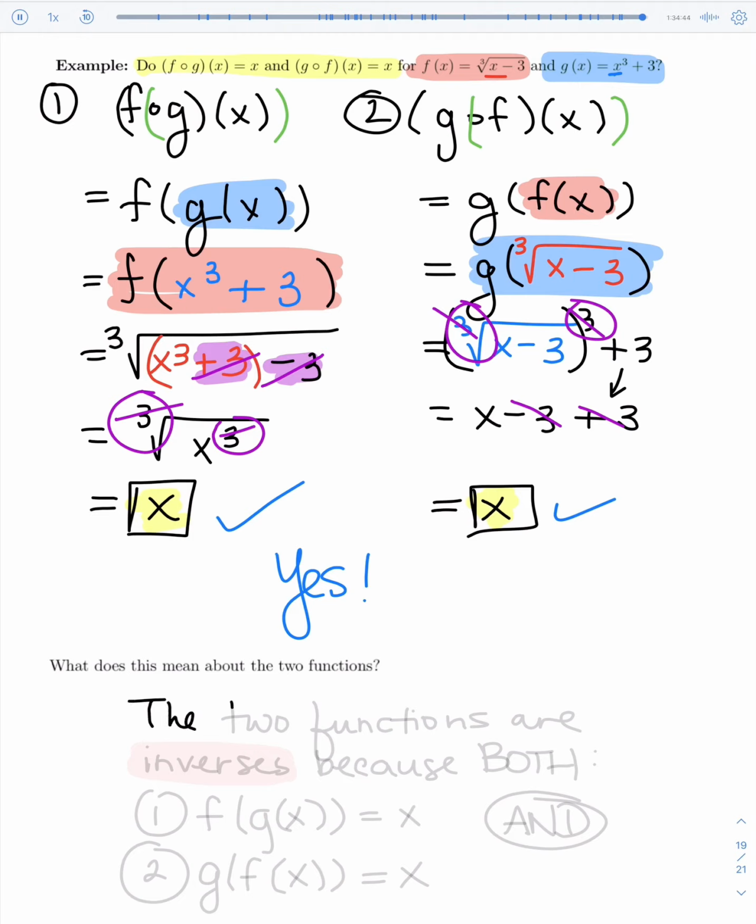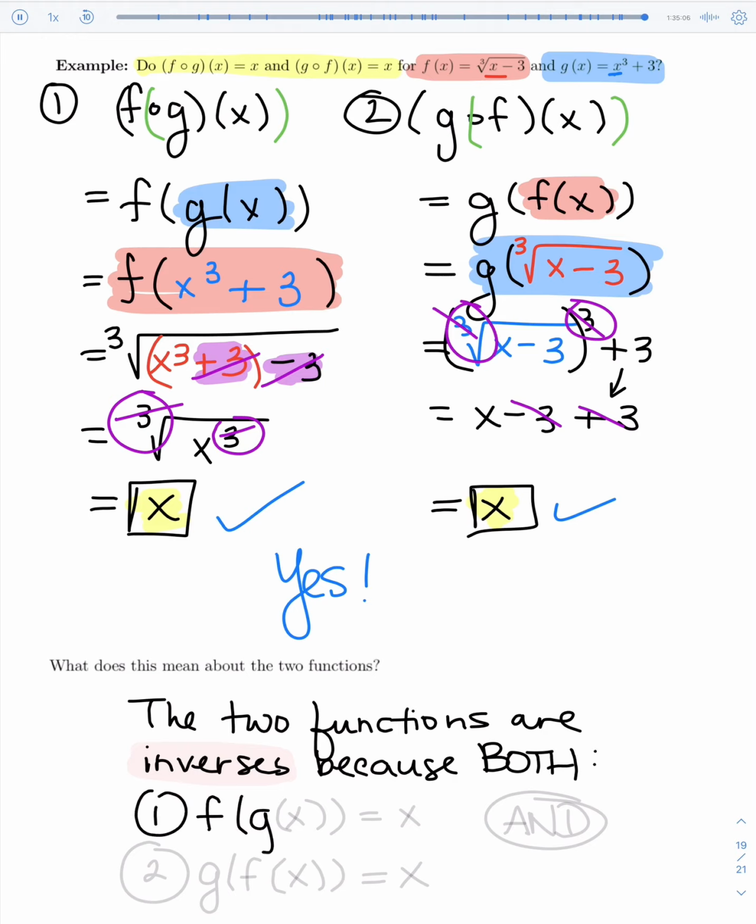So the two functions are inverses. They undo one another because f of g of x cancels out, they cancel out each other and just leave you with an x. And it's the big key here. g of f of x also cancel each other out and gives you an x.